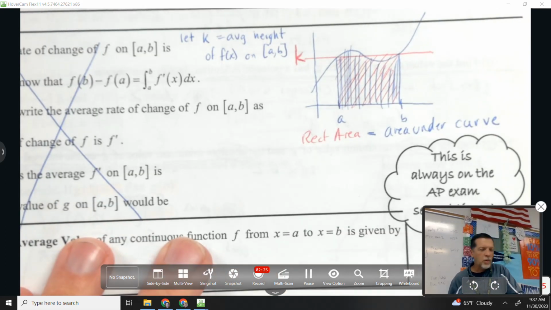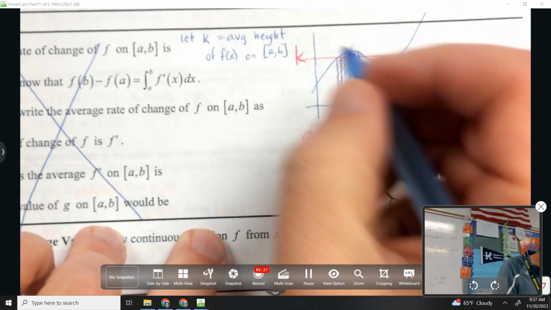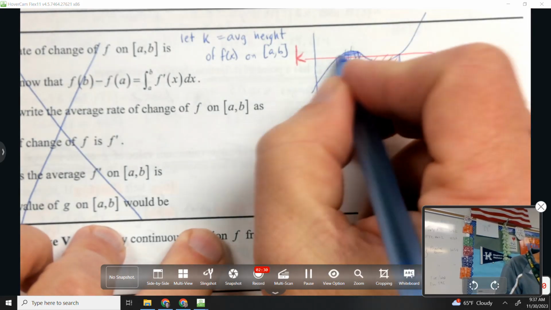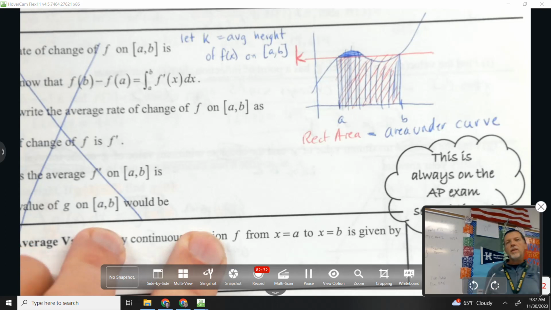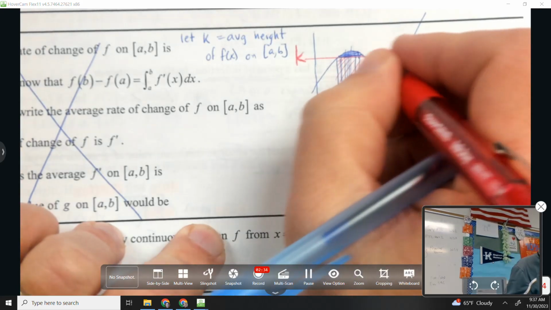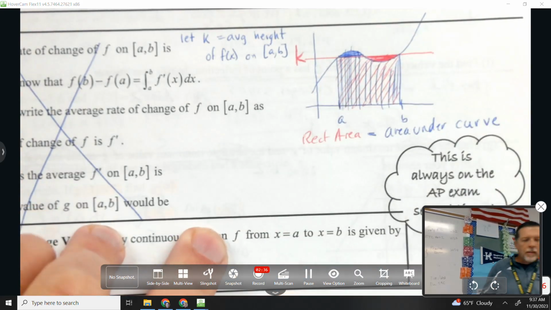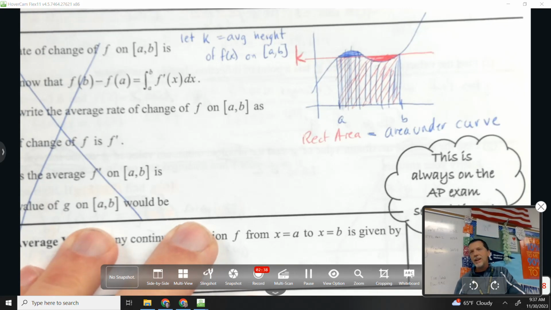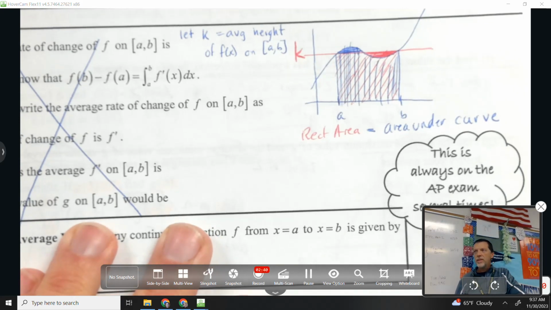And my guess looks pretty good here because I've got some blue area up here that's only in the blue, and some red area down here that's only in the red, and if those equal each other out, then I've got k. So let's pause there. Does that make sense? The concept of what we're trying to do is make those areas match.